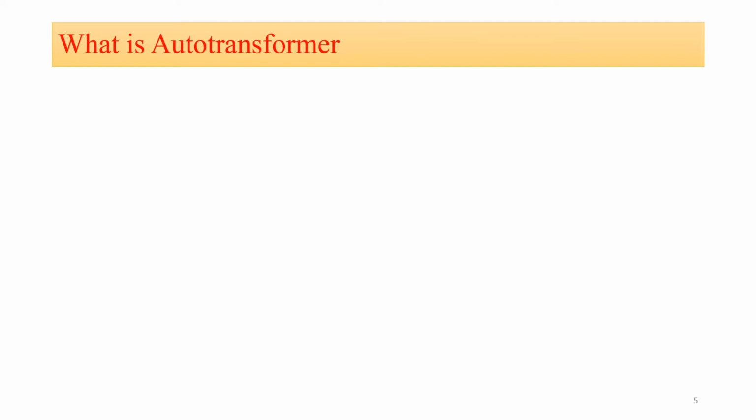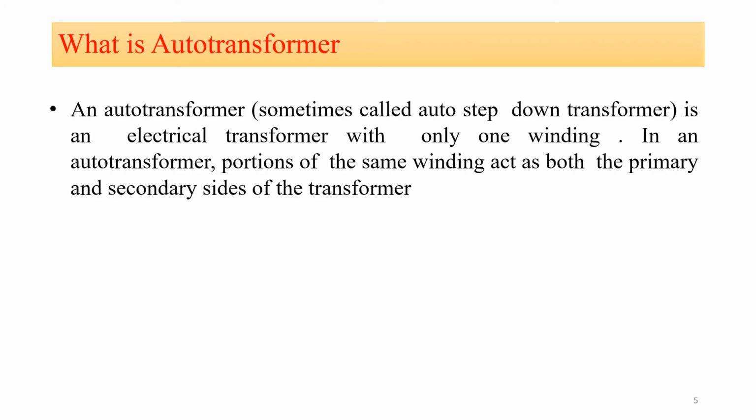Now let's see what is auto transformer. An auto transformer, or sometimes called an auto step down transformer, is an electrical transformer with only one winding, and in an auto transformer portions of the same winding act as both the primary winding as well as the secondary winding of the transformer.